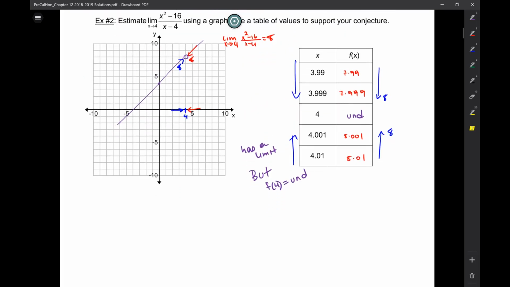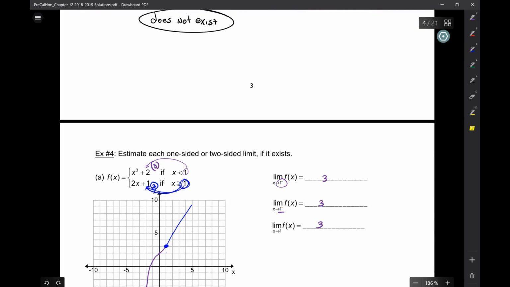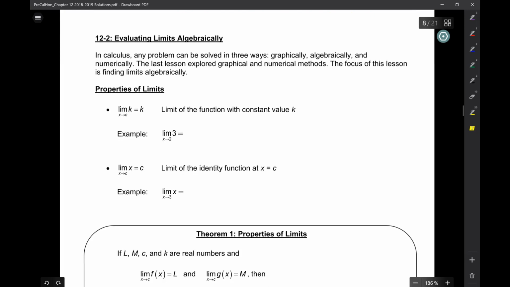This one was a numerical approach where you keep plugging in sequential points into a function until you see a pattern, and that's how you could come up with a solution. So graphically, numerically, and then the third way is analytically or algebraically. Those are the same words. That's what we're going to do today: we're going to evaluate limits analytically, or algebraically.